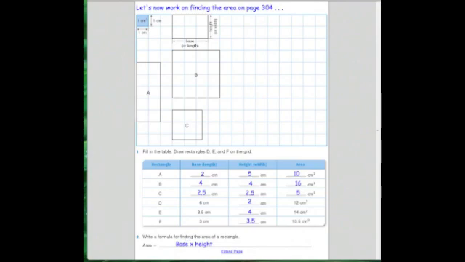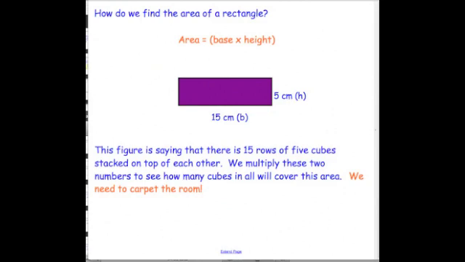How do we find the area of a rectangle? Area equals base times height. This figure is saying that there are 15 rows of 5 cubes stacked on top of each other. We multiply these two numbers to see how many cubes will cover this area. We need to carpet the room. So we would just take 15 times 5.